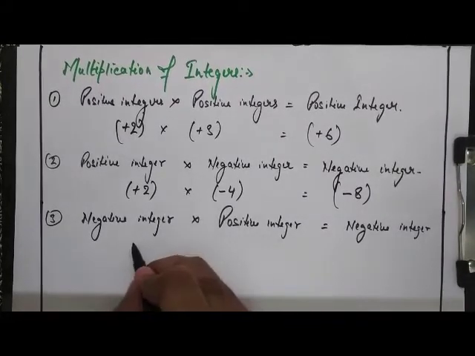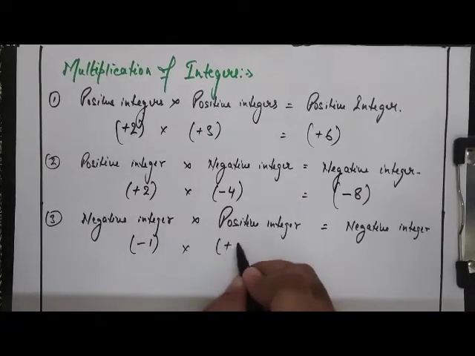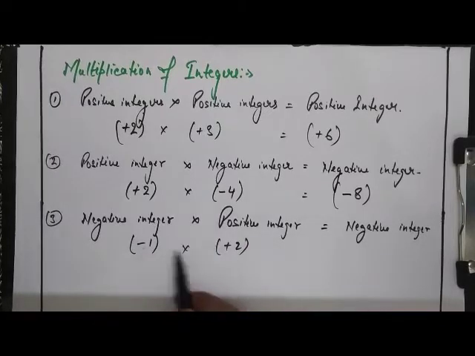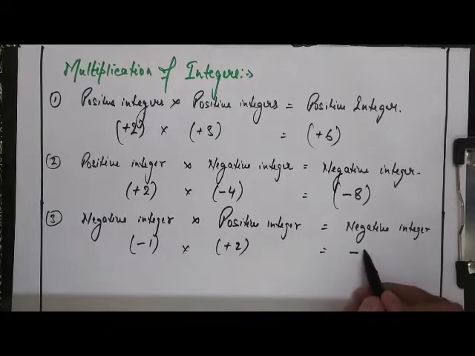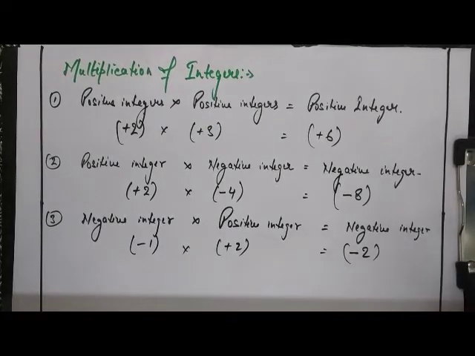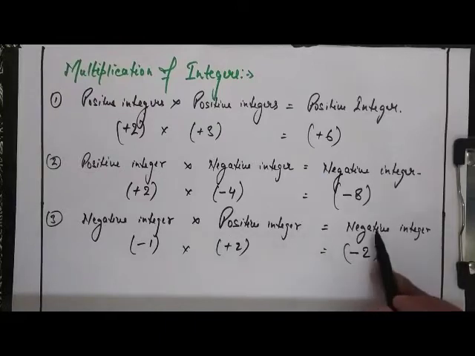Alright, let's take one example of a negative integer. Let's take minus 1, and let's take one positive number, that is plus 2. So what is minus into plus? The result is always minus. 2 1s are 2. So as we can see, again, when a negative integer is multiplied by a positive integer, the result is again a negative integer.